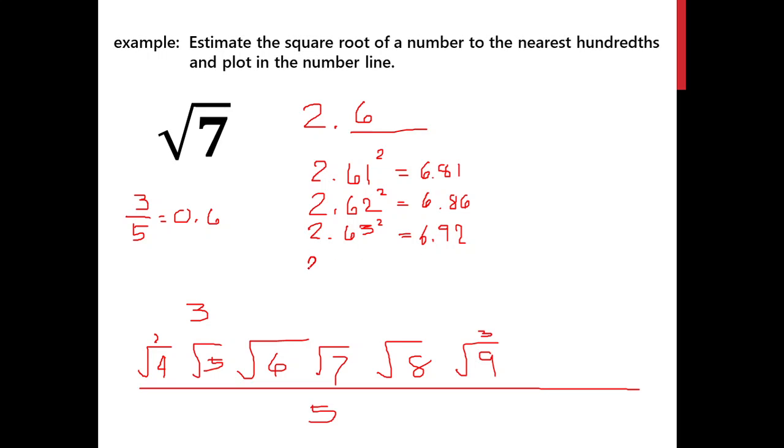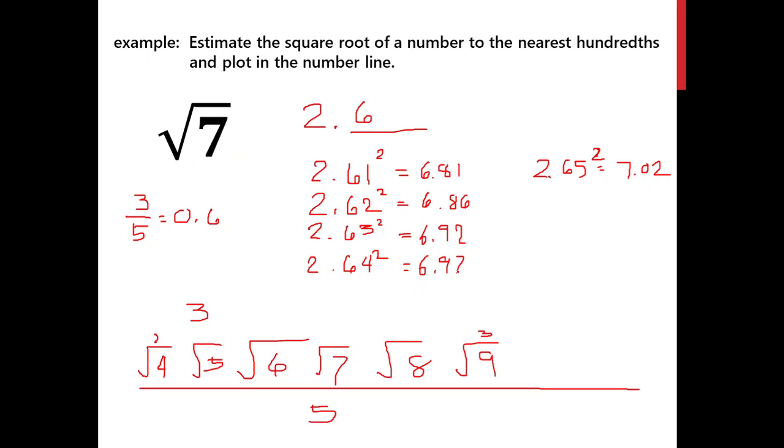I'll go ahead and try increasing it again to 2.64, then square. Let's see. 2.64 squared is 6.97. This is more closer. I'll try increasing it again to 2.65. Let's see. 2.65 squared is 7.02. So let's now decide which one is closer to 7.